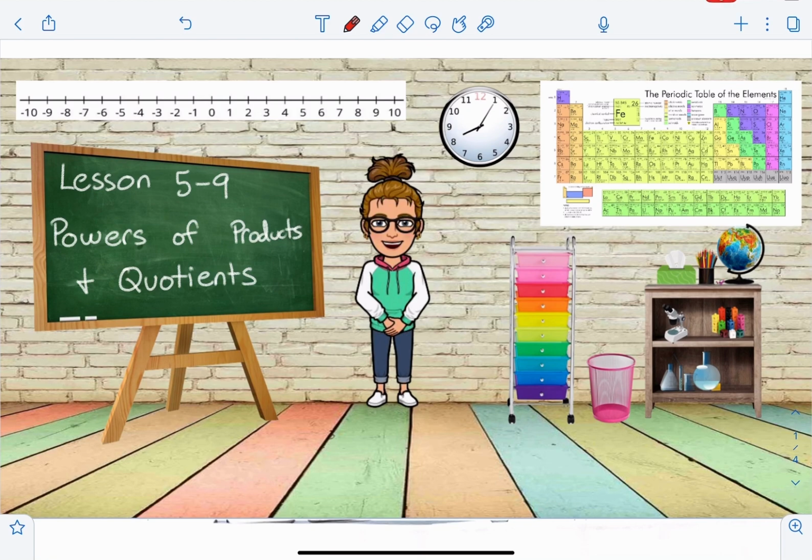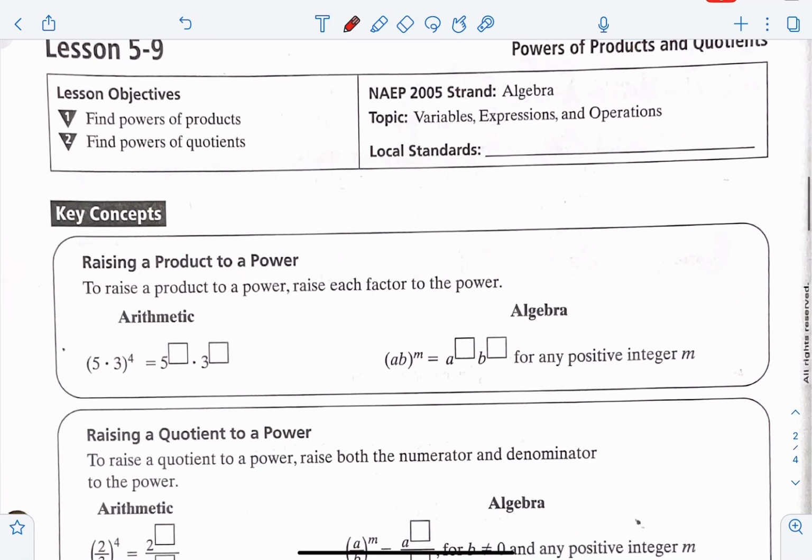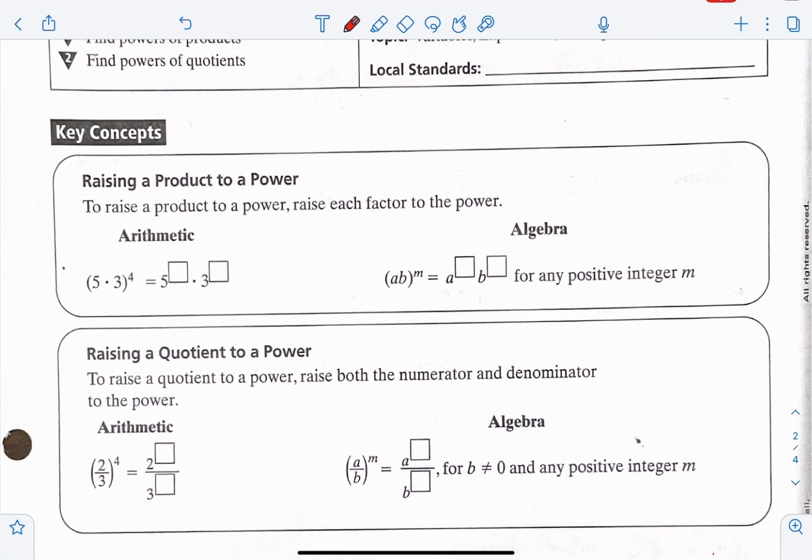For this video, we'll be doing lesson 5-9, where we look at powers of products and quotients. So what we'll be doing is looking at products, which is where we multiply, and quotients, which means divide. That kind of looks like a percent, doesn't it? Divide. Which will appear in the form of fractions, and we'll be using exponents with them. So we'll have to remember some of our previous exponent rules, as well as look at a few new ones.